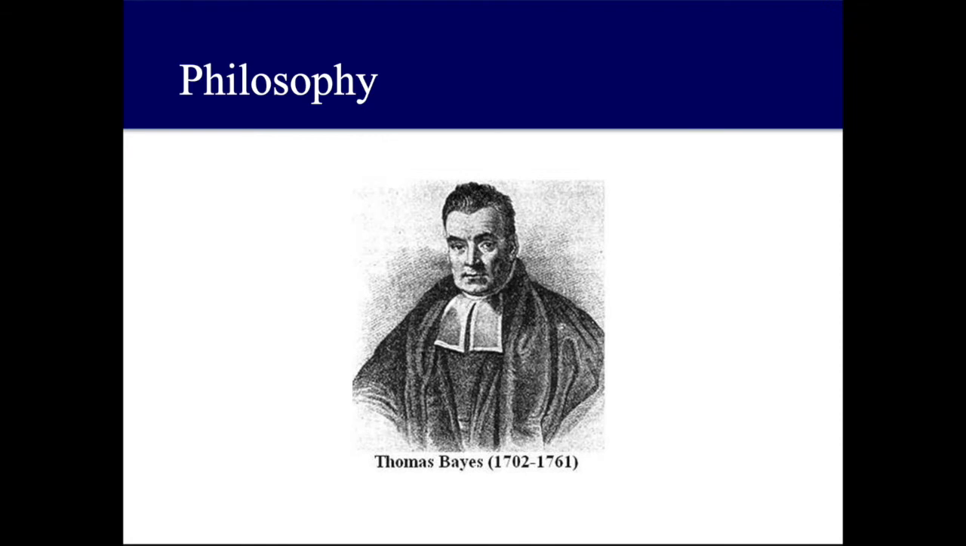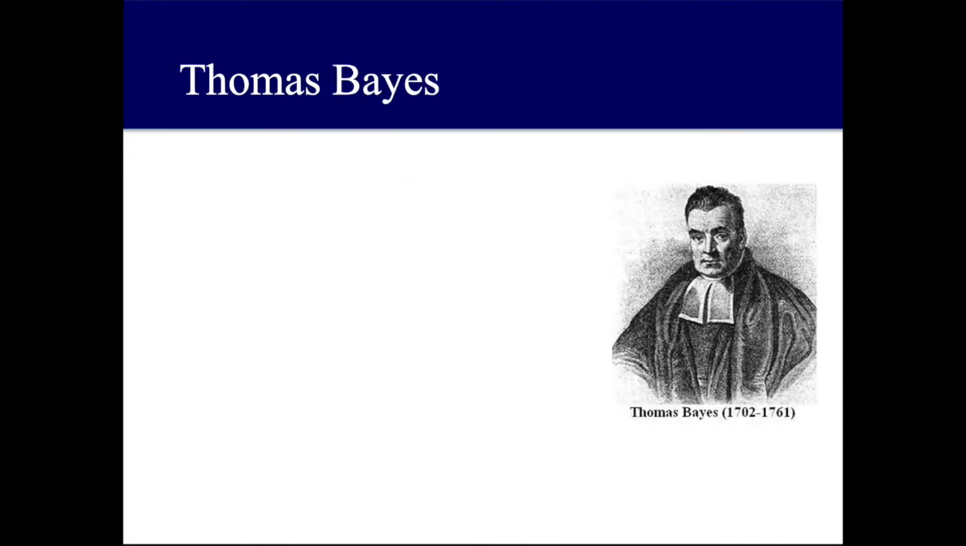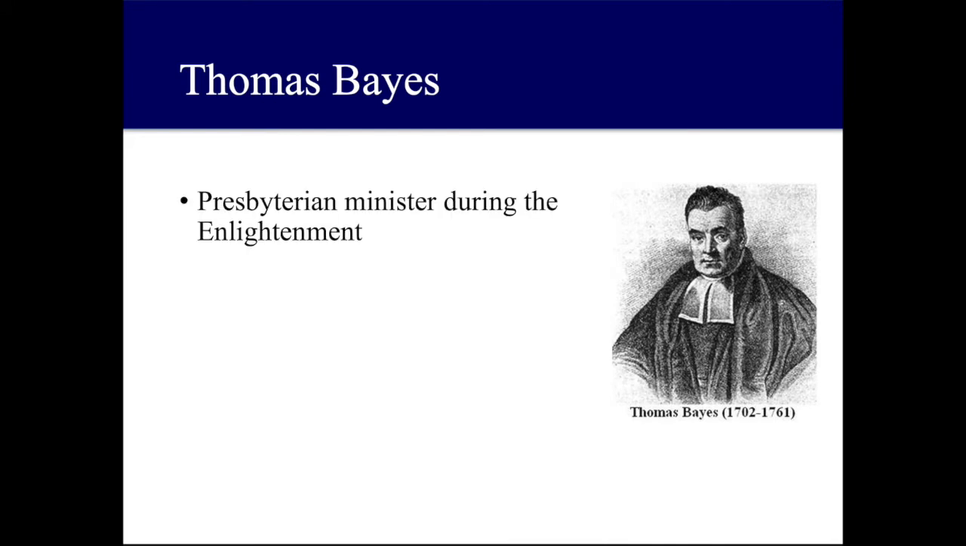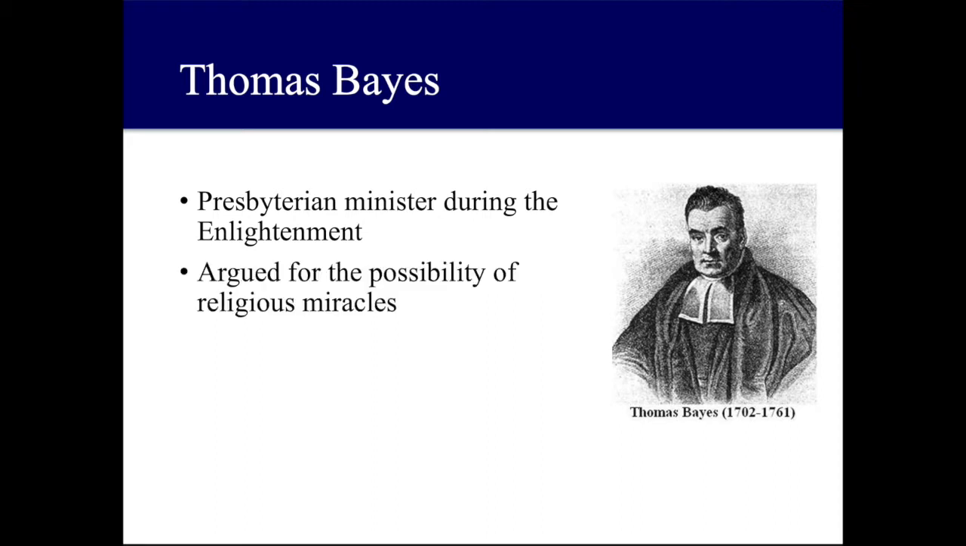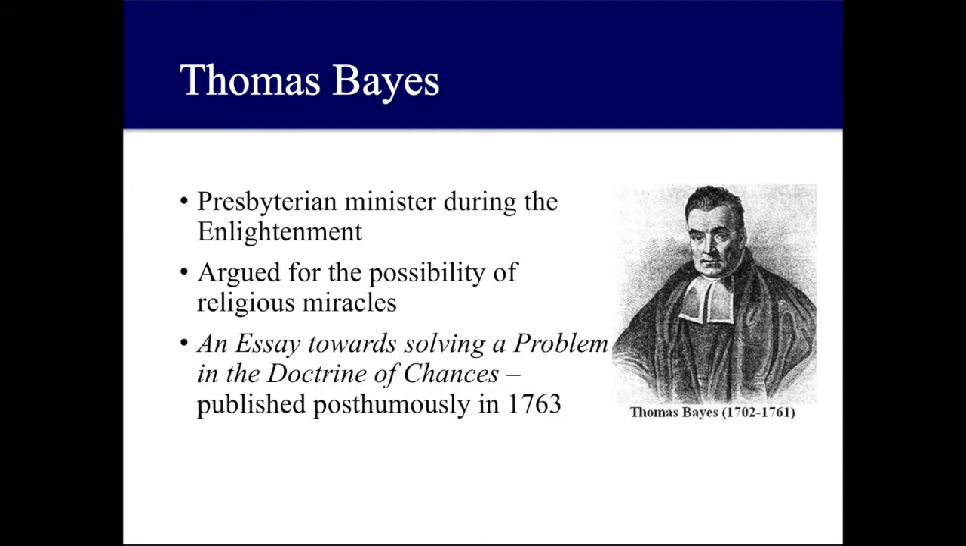So let's talk about some of the philosophical differences. First, let me introduce you to Thomas Bayes. Thomas Bayes was a Presbyterian minister during the Enlightenment. It was said that he used mathematics to argue for the possibility of religious miracles. He wrote a number of manuscripts in his lifetime, but he's most famous for this manuscript, an essay towards solving a problem in the doctrine of chances, what we call probability theory today. This manuscript was actually published posthumously in 1763 by one of his friends who recognized the value of this work.